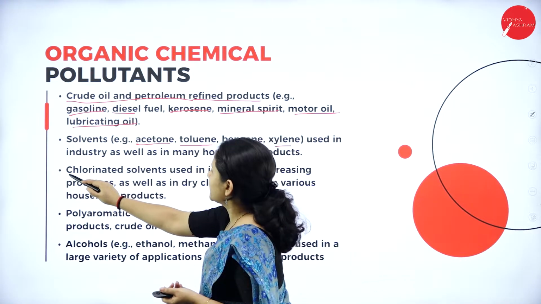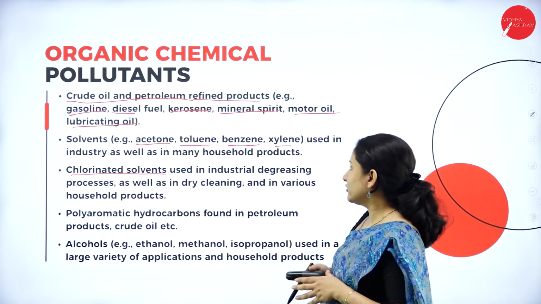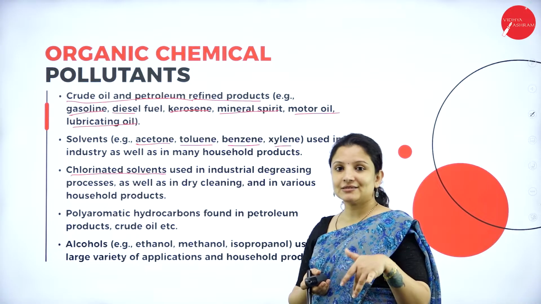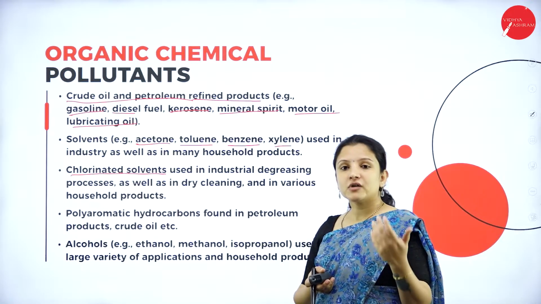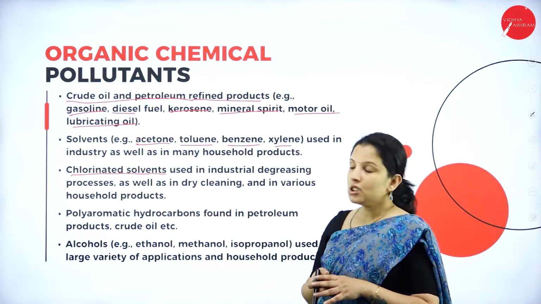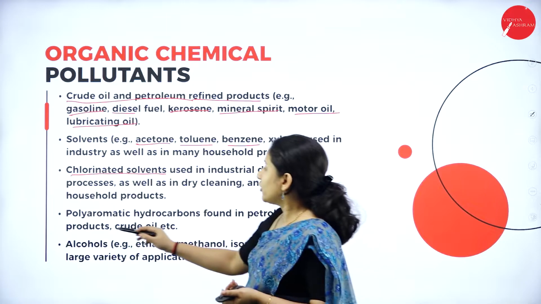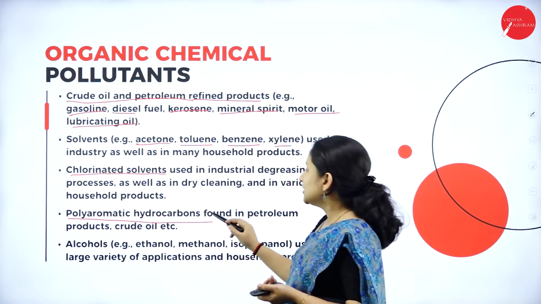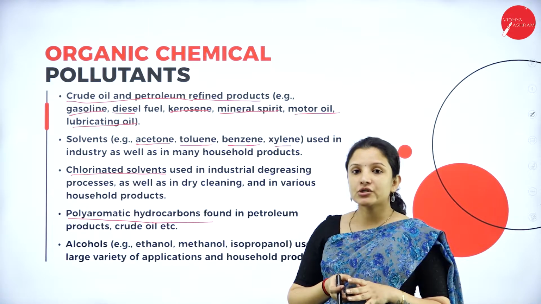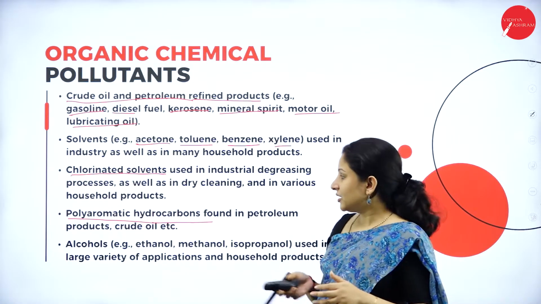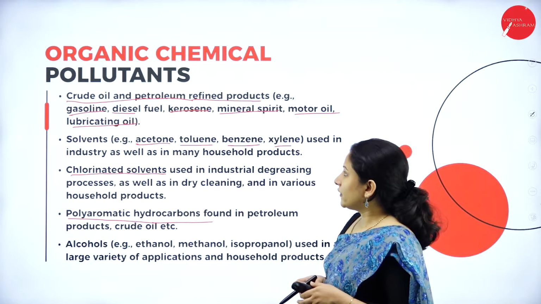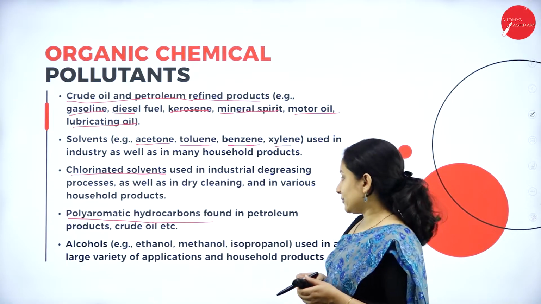Next is chlorinated solvents. Chlorinated solvents are used as a cleaning agent in industries, and are also seen in many household products, and these are also some of the organic chemical pollutants. Next we have polyaromatic hydrocarbons. These are usually found in crude petroleum and petroleum products, crude oil, etc. So these also are examples of organic chemical pollutants.